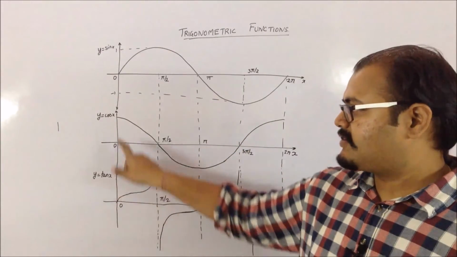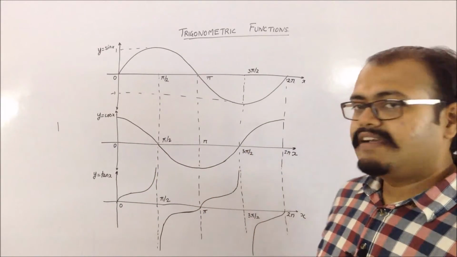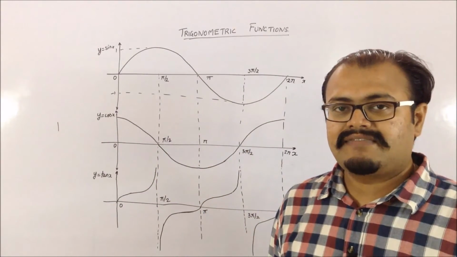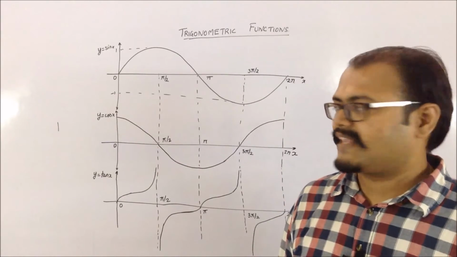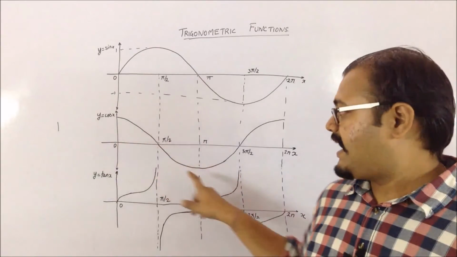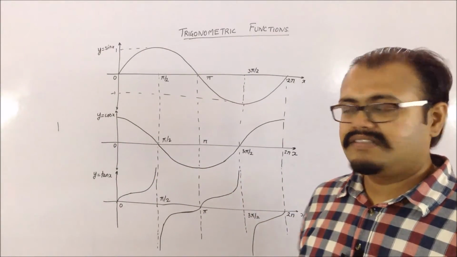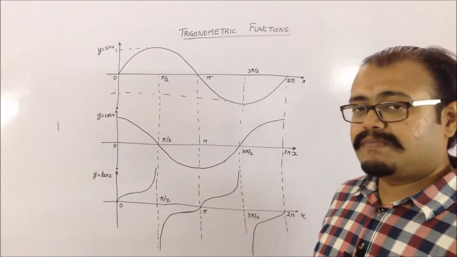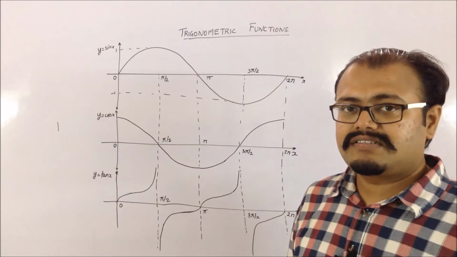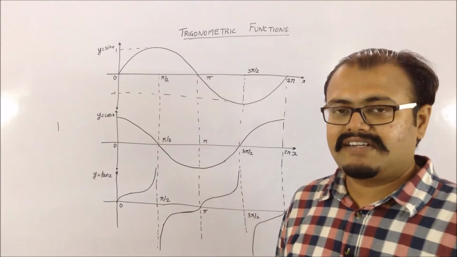If you observe my cos function, at every pi by 2, 3 pi by 2 and so on, I will be getting the value of cos as 0. At 0 I am getting the maximum value, that is 1. At pi I am getting the minimum value, that is -1. Again at 2 pi I am getting the value 1. So that is why you can see that cos is a periodic function.